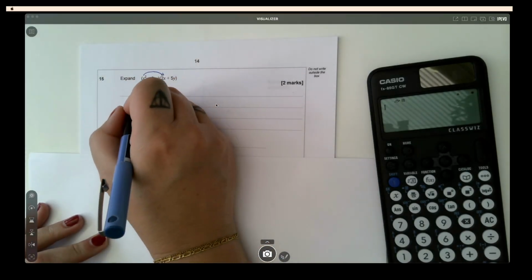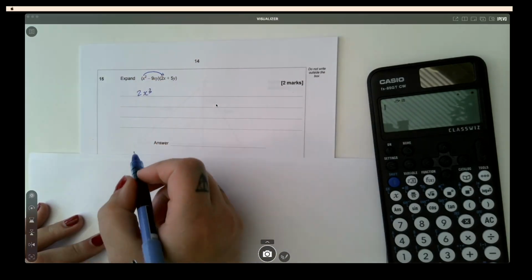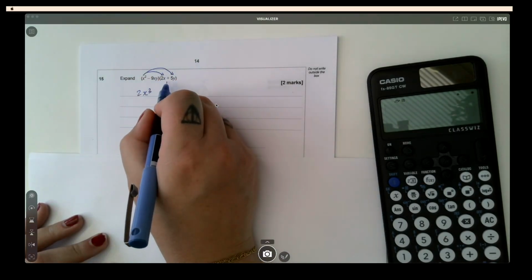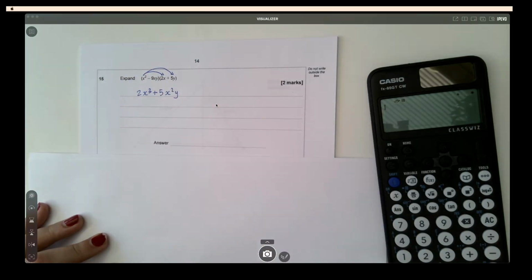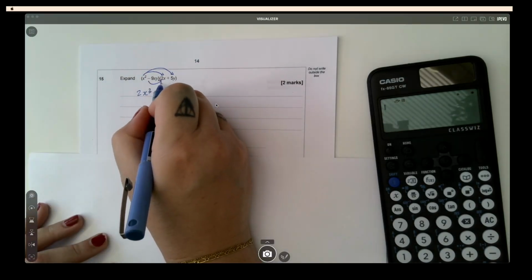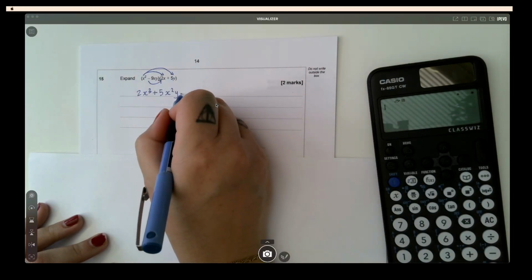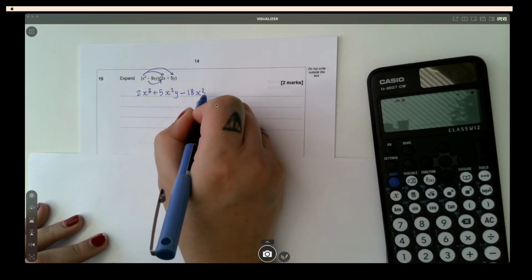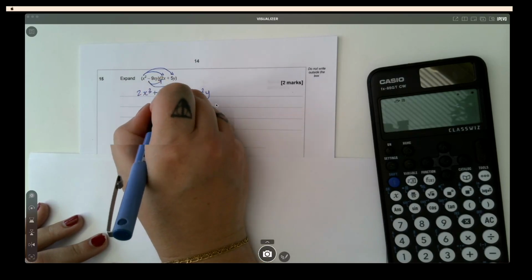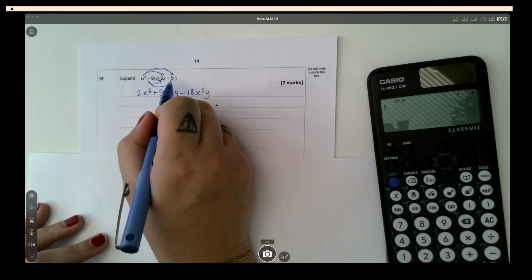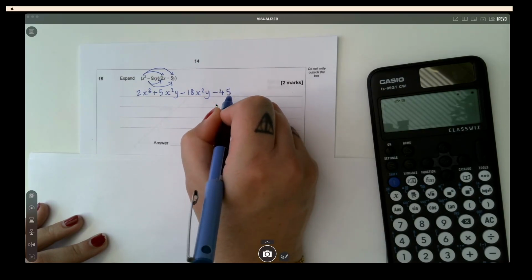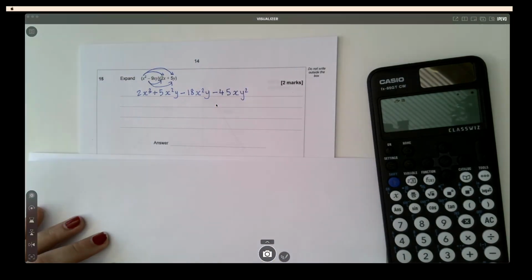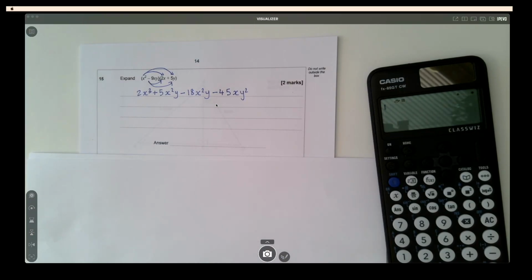x squared times 2x is 2x cubed. x squared times positive 5y is positive 5x squared y. Negative 9xy multiplied by 2x is negative 18x squared y. Negative 9xy multiplied by positive 5y is negative 45xy squared.